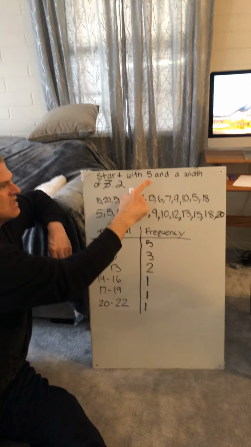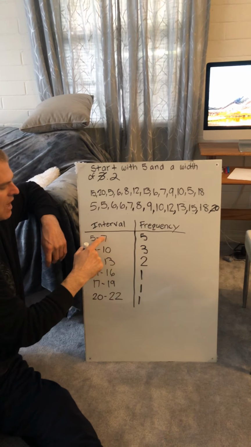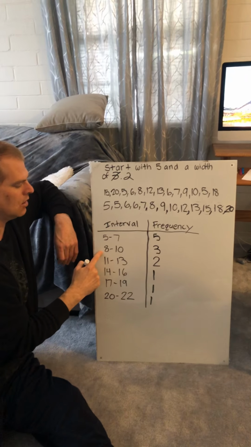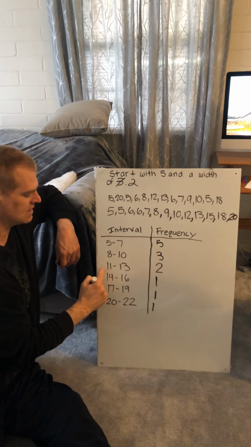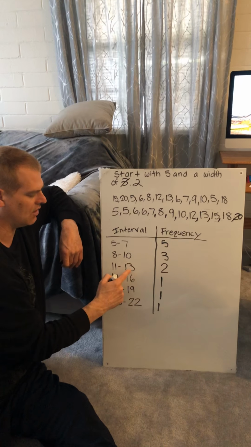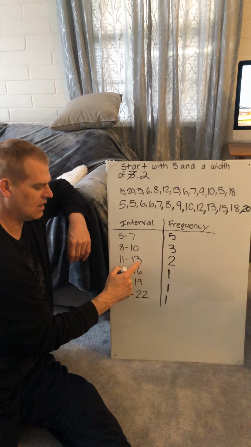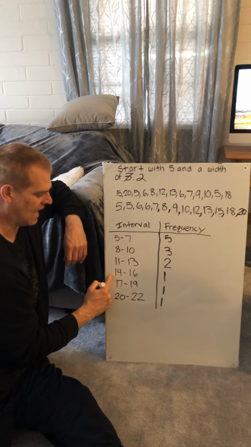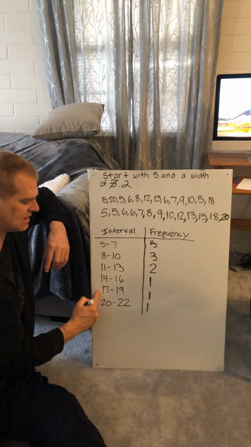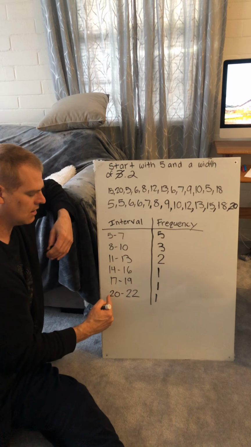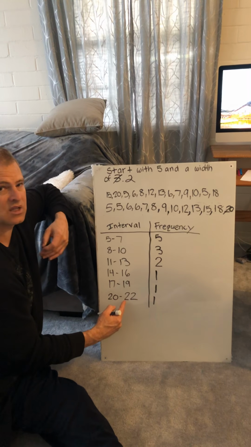So the next number we're going to put is the number after 7, which is 8. We add 2 to 8, and that's how I get 10. After 10 is 11. Add 2, we get 13. The next number after that is 14. Add 2 and I get 16. Next number after 16 is 17. Add 2, 19. Next number is 20. Add 2, I get 22.